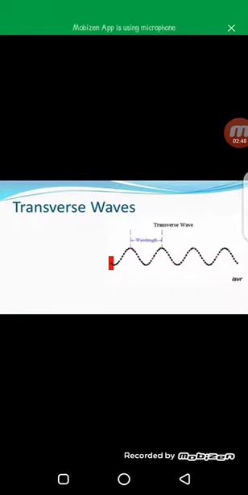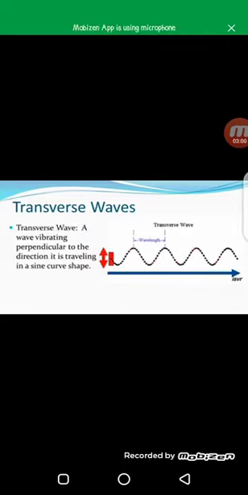So we want to quickly go to types of waves. Please, let's not forget, waves are mechanical because they move. Anything that moves has the mindset of mechanical. Let's start with transverse waves. A transverse wave is a wave vibrating perpendicular to the direction it is traveling.